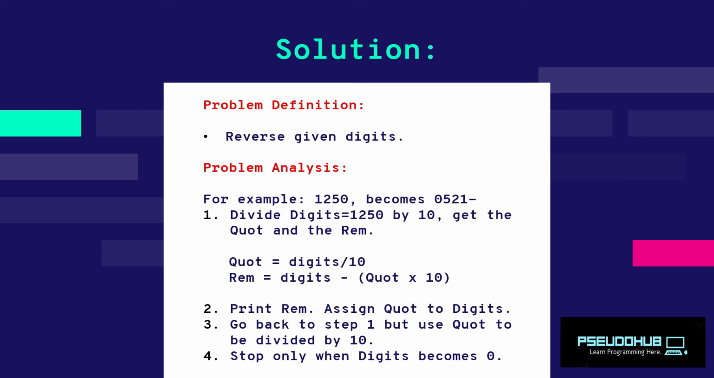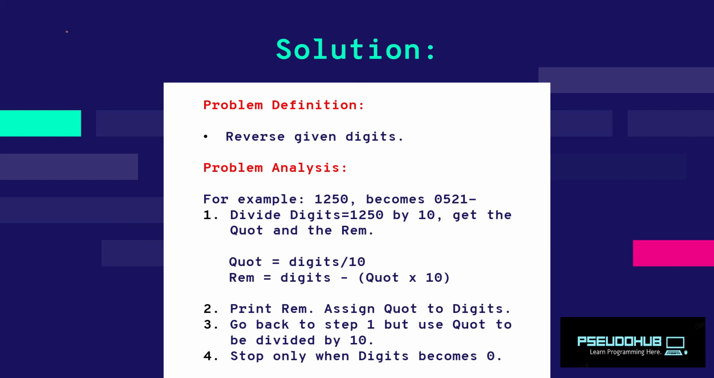So what is your approach? How will you solve it, how will you reverse it? Take note, 1,250 becomes 0,521. In my solution, what I propose is getting the remainder of the digits. So meaning, since we have a remainder, we will use division.